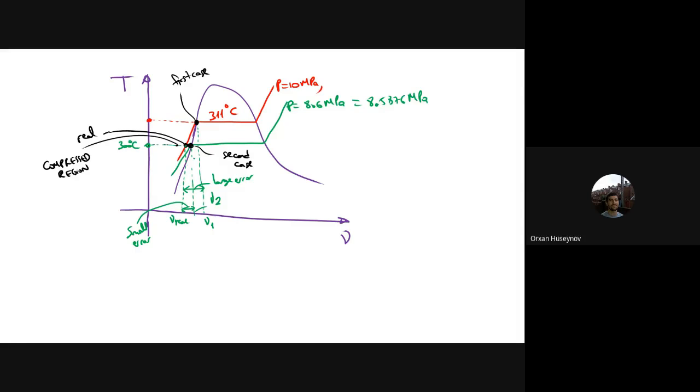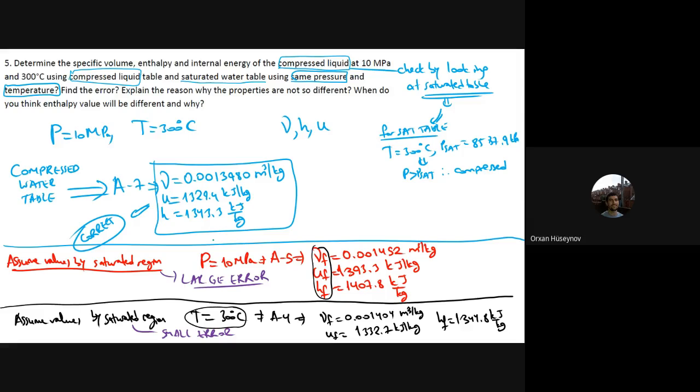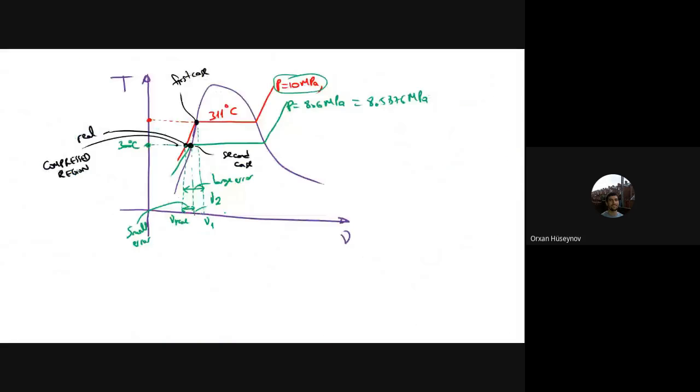So why do we have the errors? The reason is, in the first case you have kept the pressure constant, but the temperature has changed to 311 degrees Celsius. In the second case, you have kept the temperature constant, which is 300 degrees Celsius here, but you didn't play with the pressure.